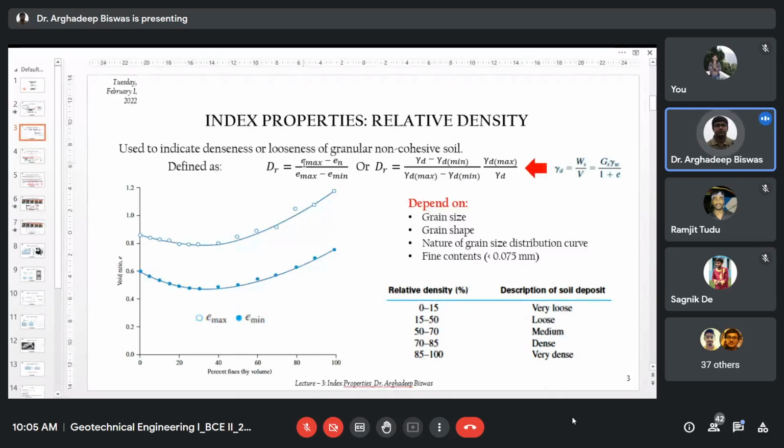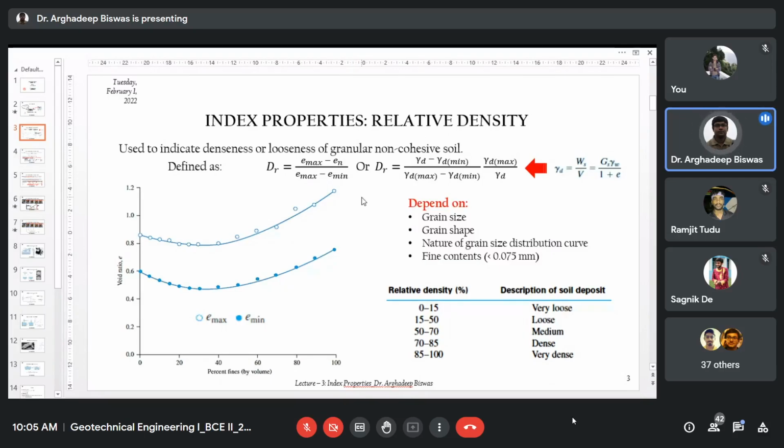And the degree of compaction, or increase in density, can be controlled. Those things will be discussed in your compaction chapter. Probably that will be dealt with by Narayan. Narayan will consider that part.